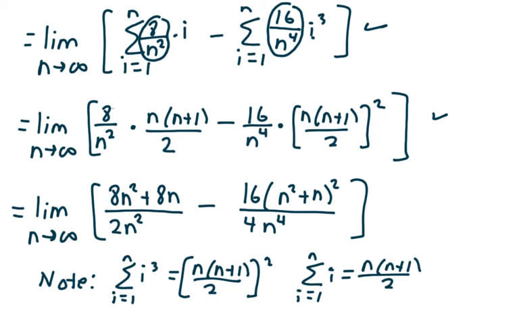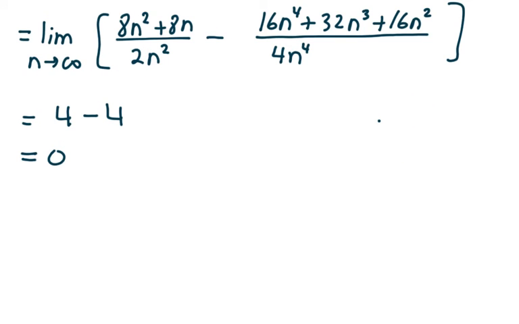And so I do a little algebra. Over here, I'm going to distribute the n in. In fact, I distributed 8n in. And I get the limit as n goes to infinity of 8n squared plus 8n over 2 minus, now, I get 16 times n squared plus n to the second divided by 4n to the fourth. And if you notice on the next page, I multiply all that out, and I get the limit as n goes to infinity of 8n squared plus 8n over 2n squared minus 16n to the fourth plus 32n cubed plus 16n squared over 4n to the fourth.